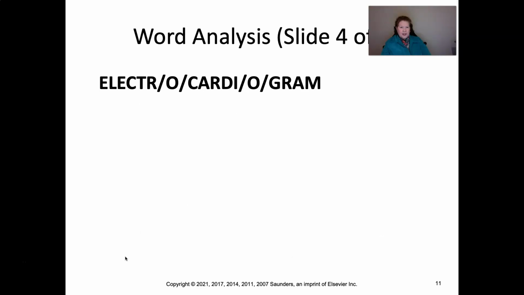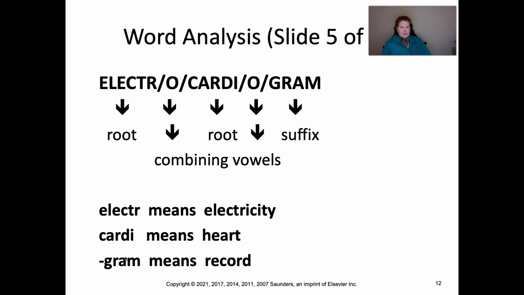Electrocardiogram. Do you see that there are two roots in this one? Electro is a root, O is a combining vowel, cardi is a root, O is a combining vowel, and gram is the suffix. Now if we break this down, you're going to see that electro means electricity, cardi means heart, and gram means record. So an electrocardiogram is a record of the electricity of the heart.